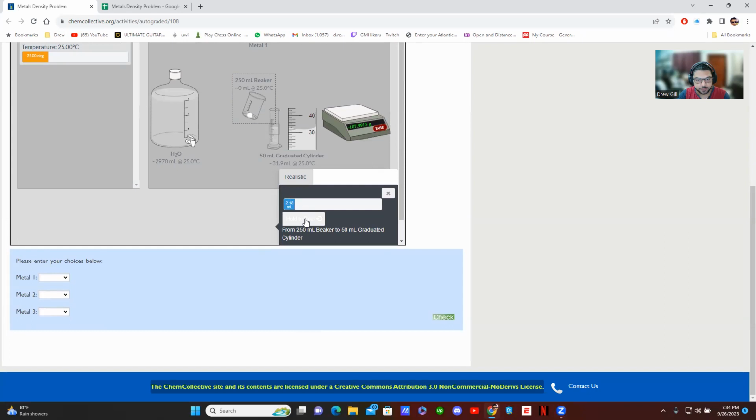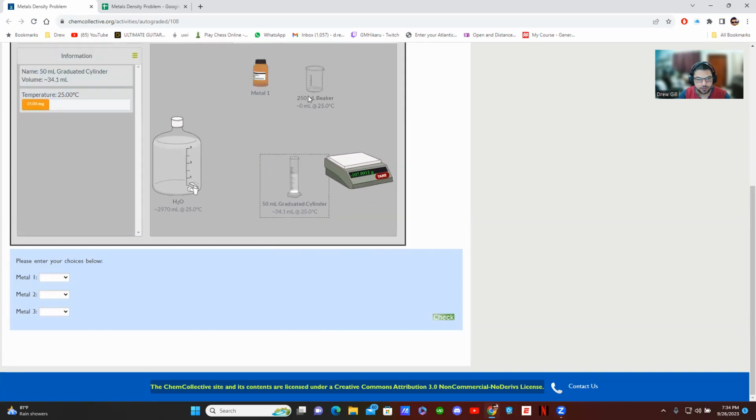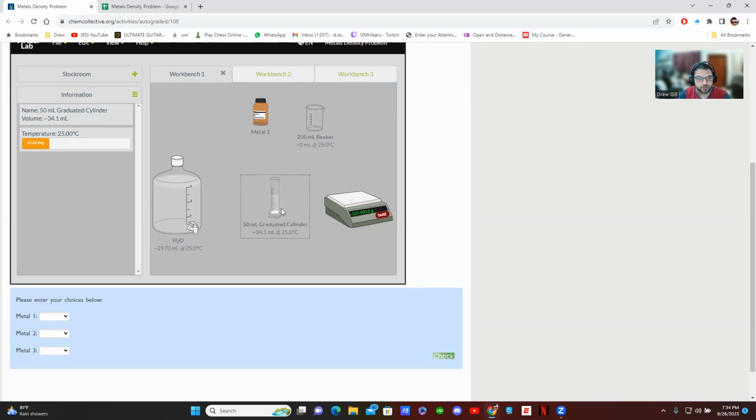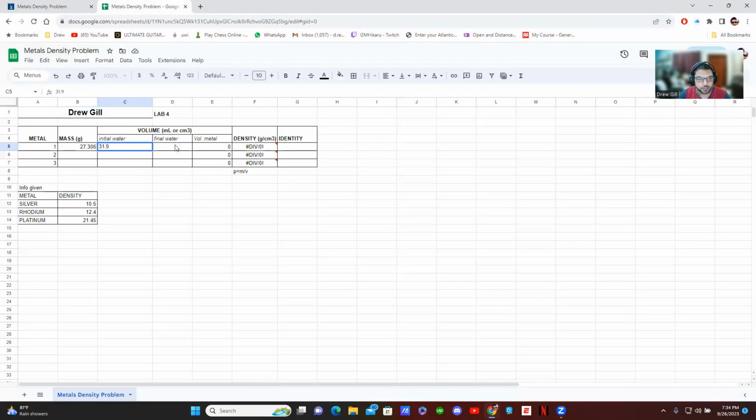And I will put all of it in there. The water level, as you notice, has moved up to 34.1. All right. And so now I've used formulas. So we can see that the volume of the metal is 2.2, and it gives us a density, which is the mass divided by the volume, which is right here. And it gives us 12.41, which from the information given is rhodium.